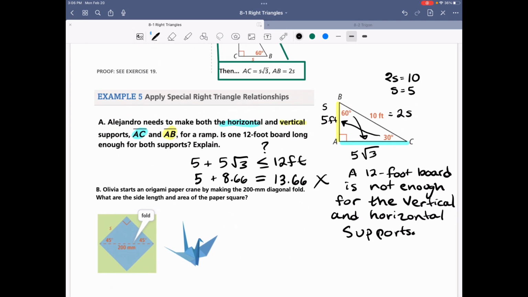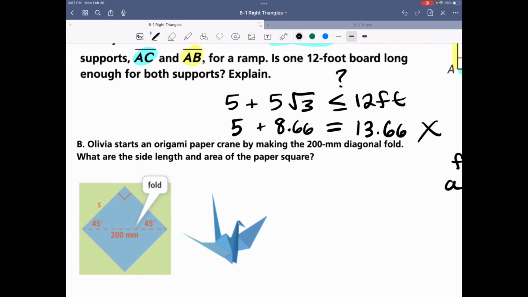Some of you hopefully got to do a little bit of origami the other day. If not, I can give you a piece of origami paper. Olivia starts an origami paper crane by making the 200 millimeter diagonal fold. What are the side length and area of the paper square? Kind of like nobody cares, but we can still figure it out.